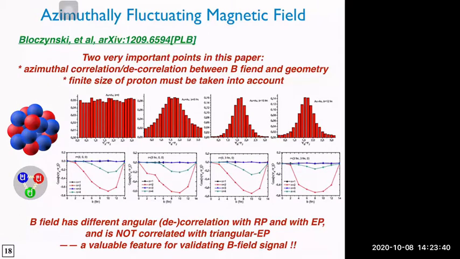Okay, so one important thing that I think people learned from that paper later on is that the magnetic field actually has different angular correlation with the reaction plane and with the event plane. Okay, it is better correlated with the reaction plane, less well correlated with the event plane, and not correlated at all with the triangular plane. Now this becomes a very valuable feature for validating any signal that it should be induced by a magnetic field, and experimentally people do use this to help separate signal and background, and I will mention this again later.